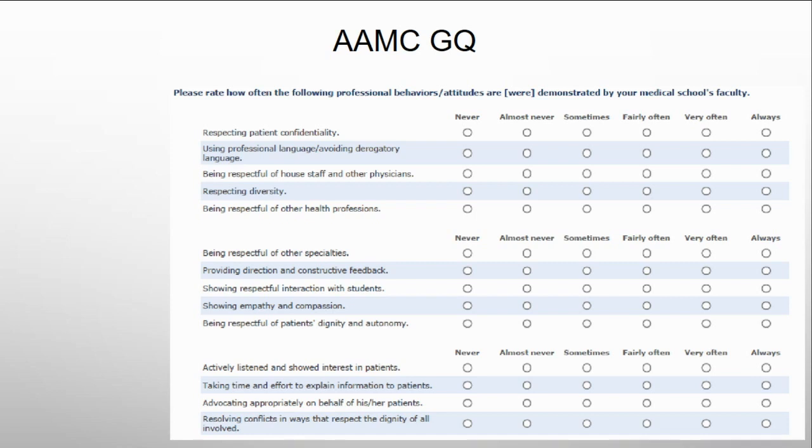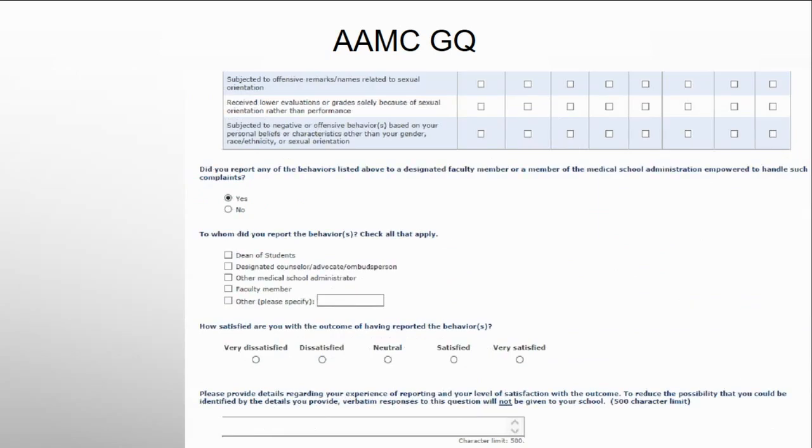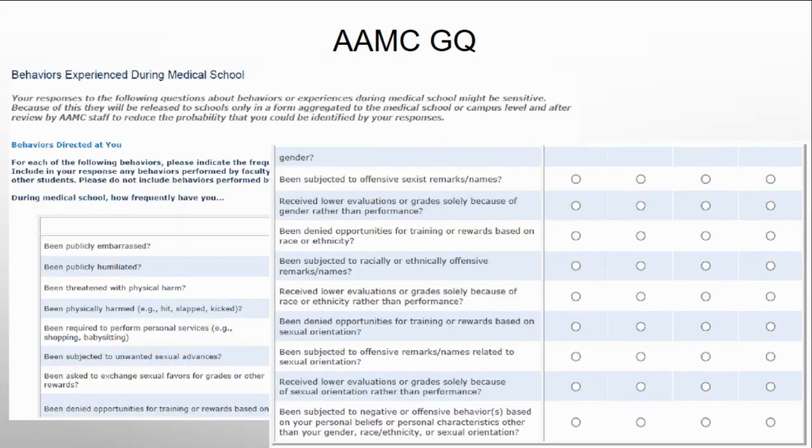These are the actual questions on the questionnaire. Were these professional behaviors demonstrated by your school's specialty? And I think Kendra did a good job of mentioning a lot of these, so I won't belabor these, but being respectful of other specialties, providing constructive feedback, showing interest in patients. So again, these are the behaviors.